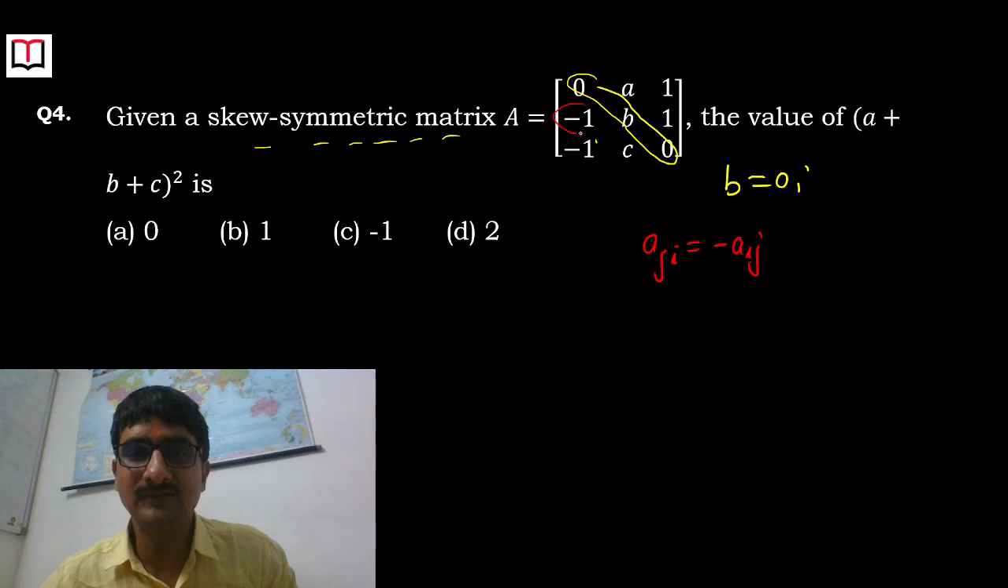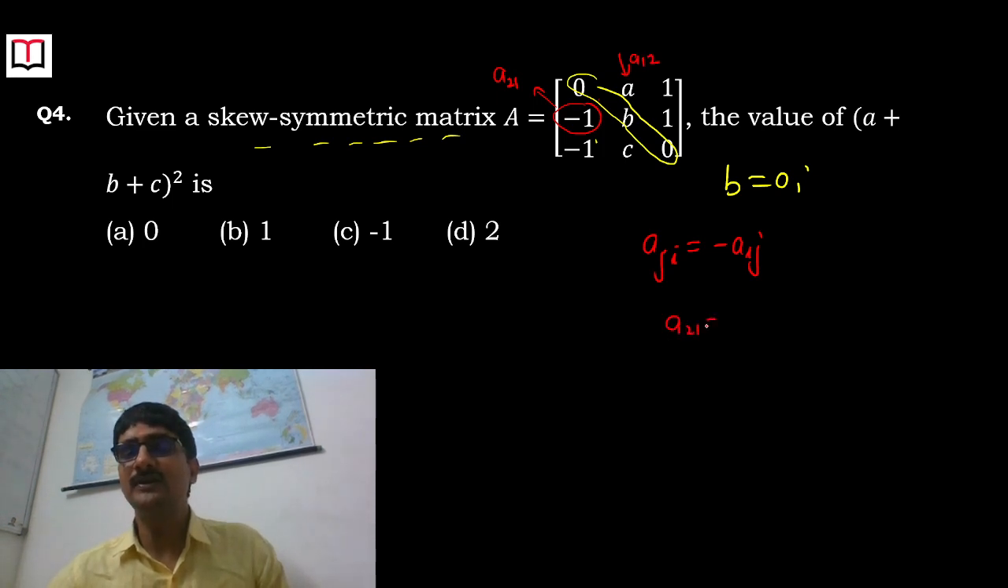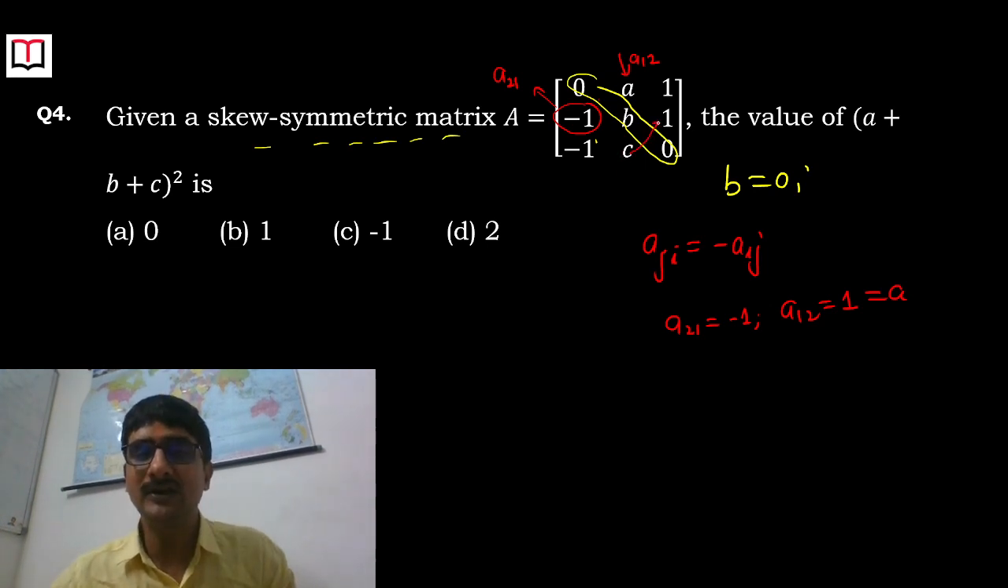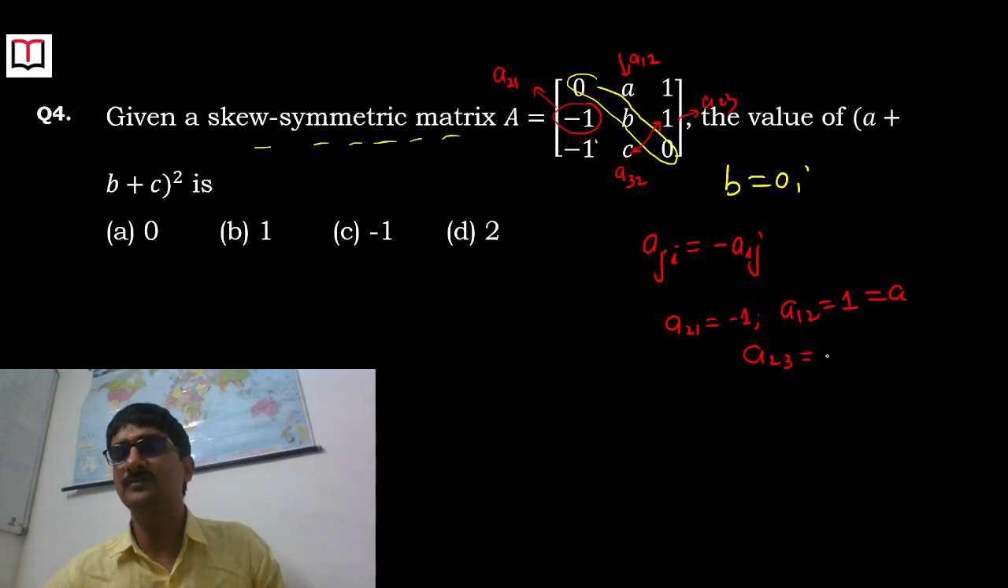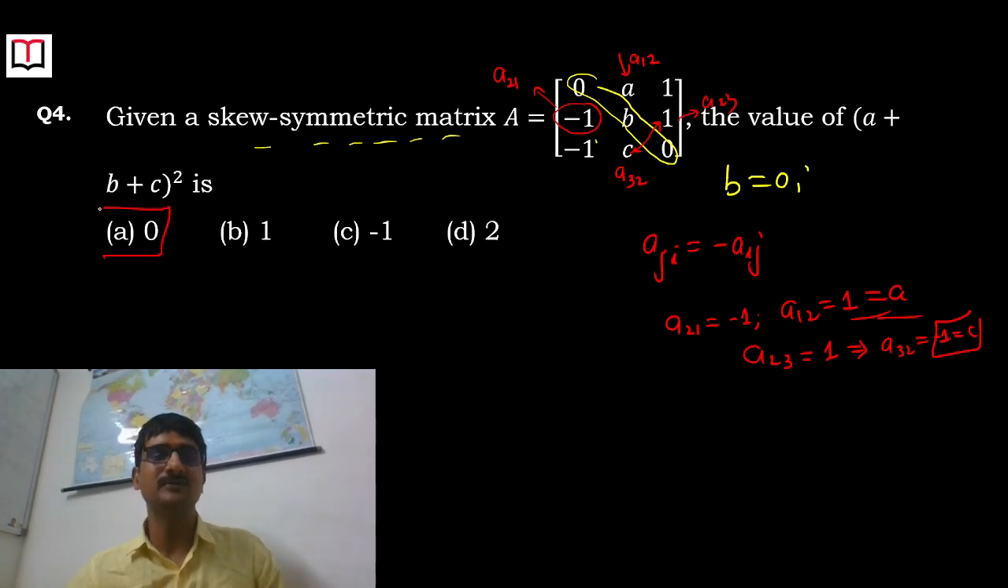So if this is minus 1, its position is A21, second row, first column. So its corresponding mirror image position will be A12. So if A21 is minus 1, then A12 should be its negative, which is plus 1. So hence a is 1. Similarly, c and 1, they are mirror images because this is A32 and this is A23. So A23 is 1, therefore A32 should be minus 1, which is c. So a is 1, c is minus 1, so the sum is 0. So the answer is 0.